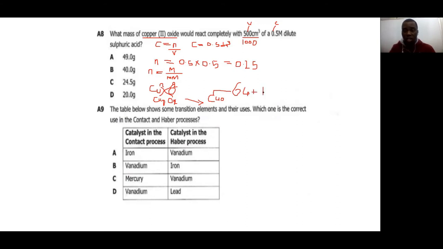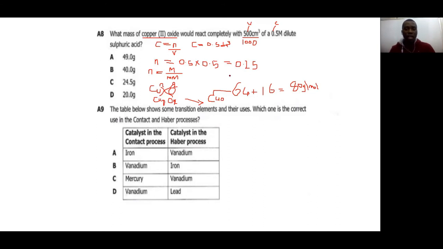So we add the one for oxygen. Oxygen is 16. Now in chemistry, you can even use a calculator, so you can easily add 16 plus 64. So let's do that on the calculator. That is 64 plus 16. This is going to give us 80 grams per mole. So our answer here is 80 grams per mole.